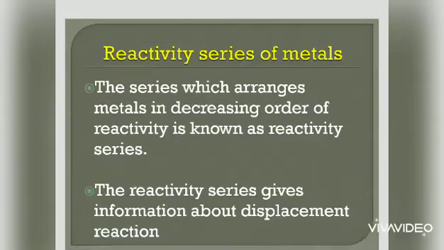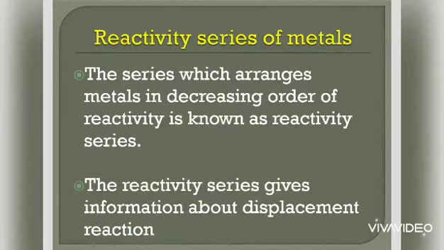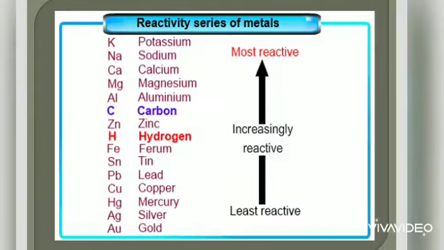Next, we will talk about the reactivity series of metals. The reactivity series is the arrangement of metals in the decreasing order of their reactivity. And this series gives us information about the displacement reaction. You can see the picture of the reactivity series of metals, where the most reactive metal is located at the topmost position and the least reactive metal is located at the bottom. The highly reactive metal, that is potassium, can easily displace the less reactive metal in a reaction. So this reaction is known as a displacement reaction.